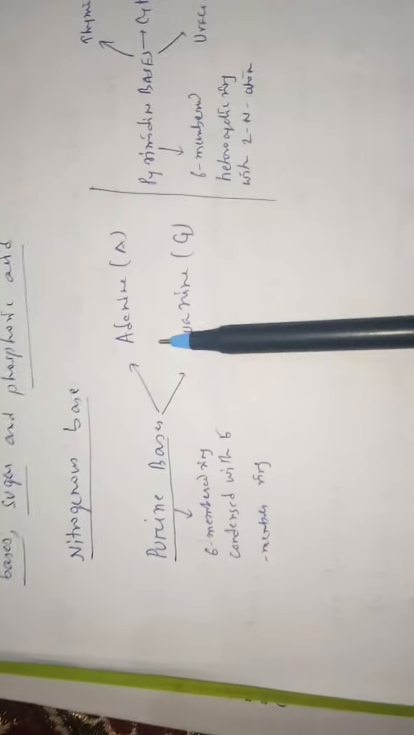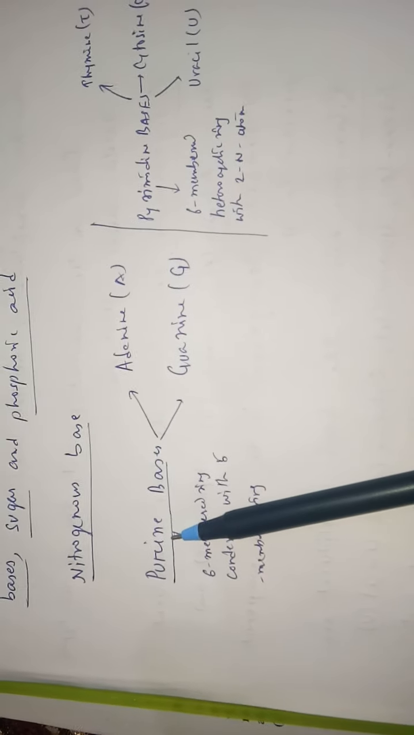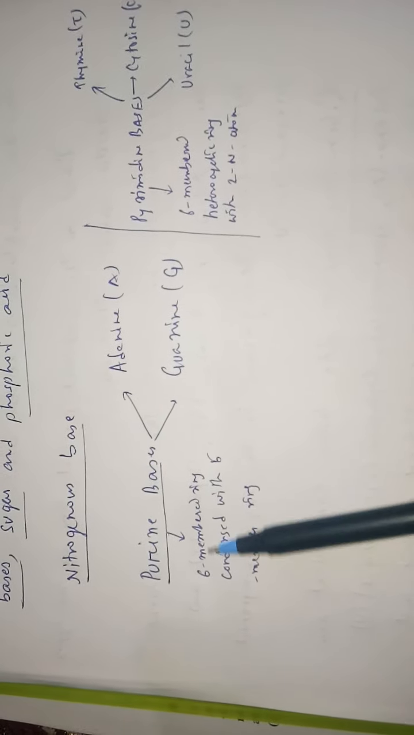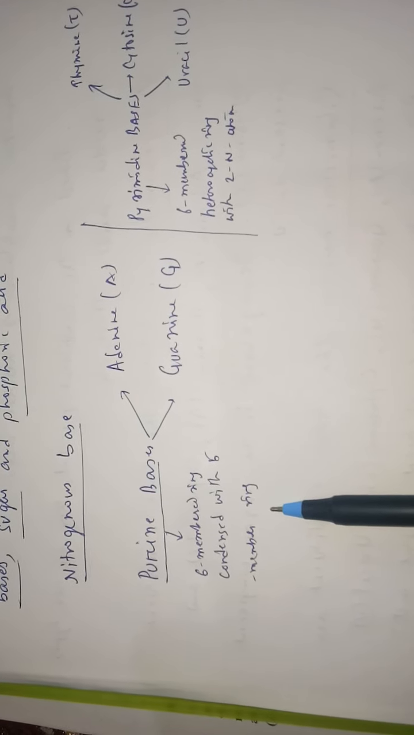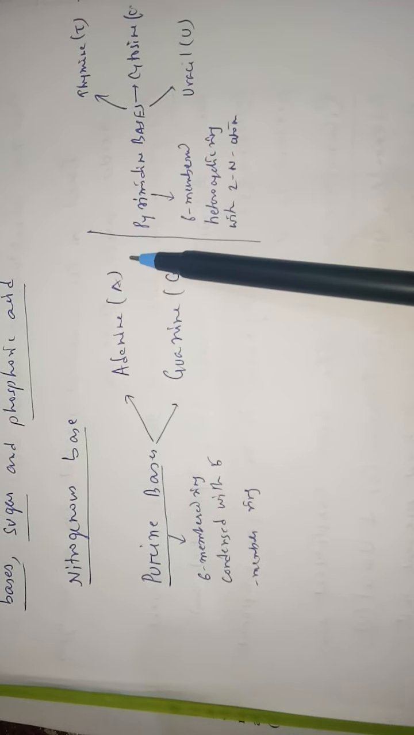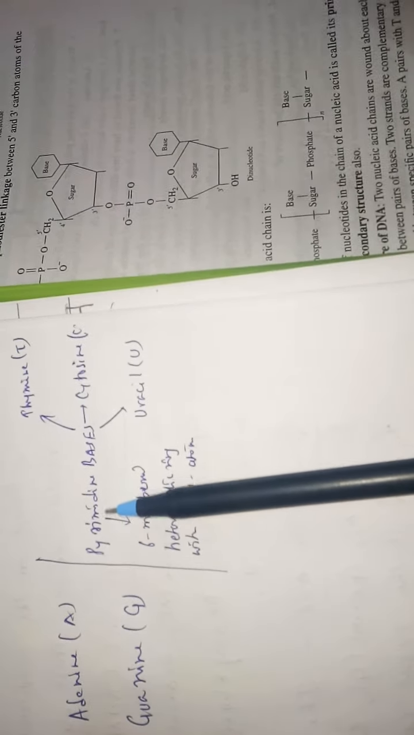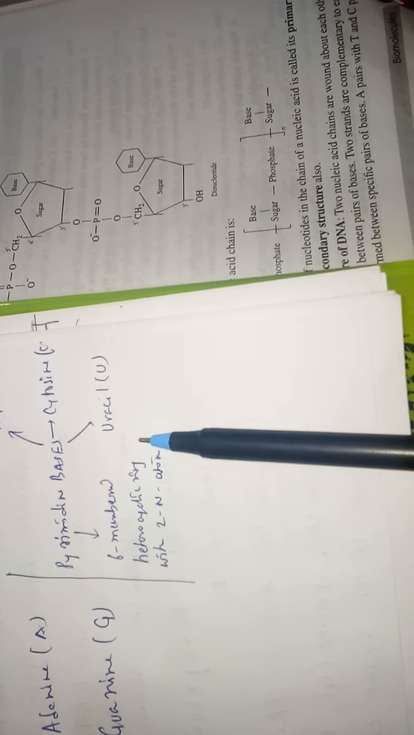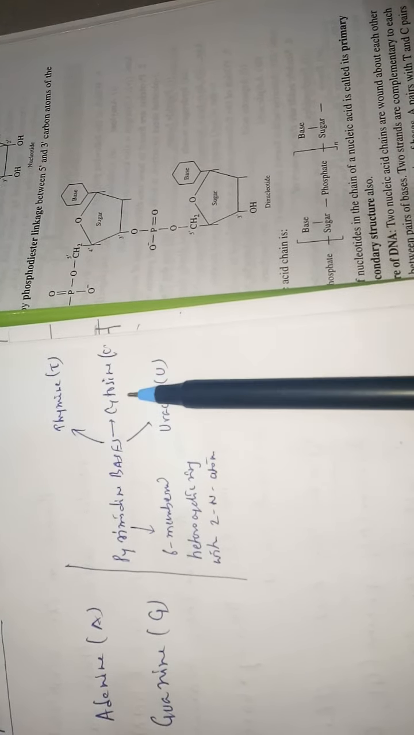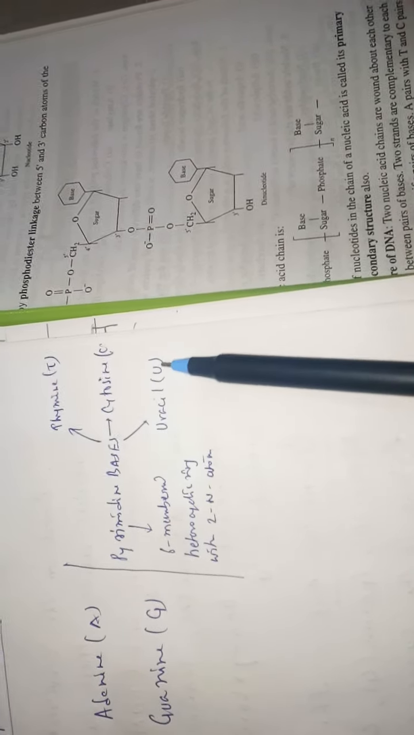Now in nitrogenous bases we have purine bases. Purine bases are actually a 6-membered ring condensed with a 5-membered ring. They contain two bases, adenine and guanine. Another one is pyrimidine bases, which contain a 6-membered heterocyclic ring with 2 nitrogen atoms. These contain thymine, cytosine and uracil. Their symbols are thymine T, cytosine C, uracil U.